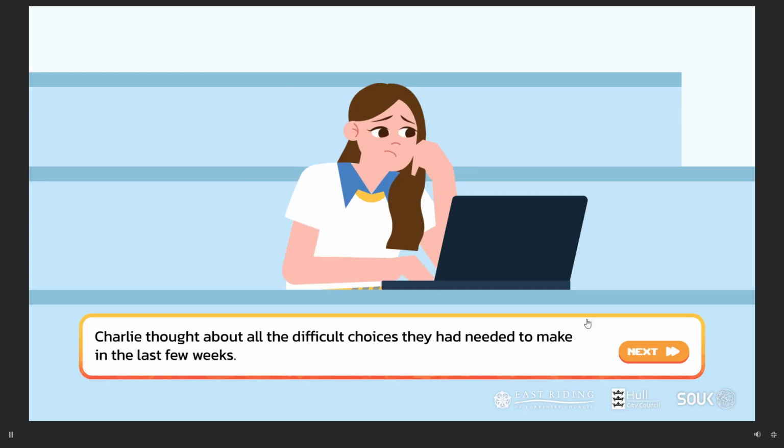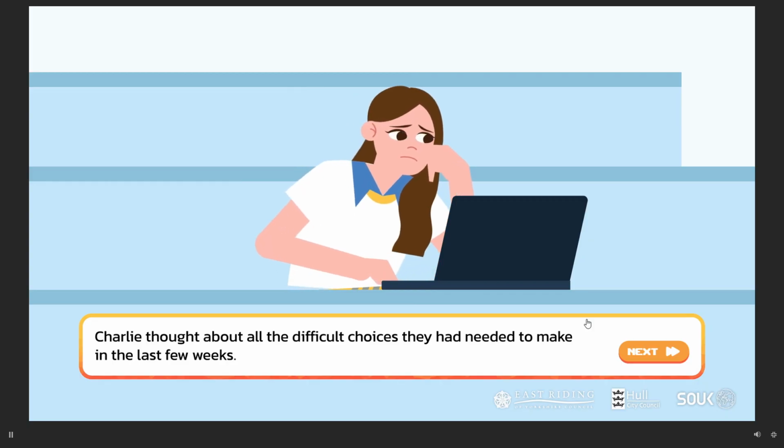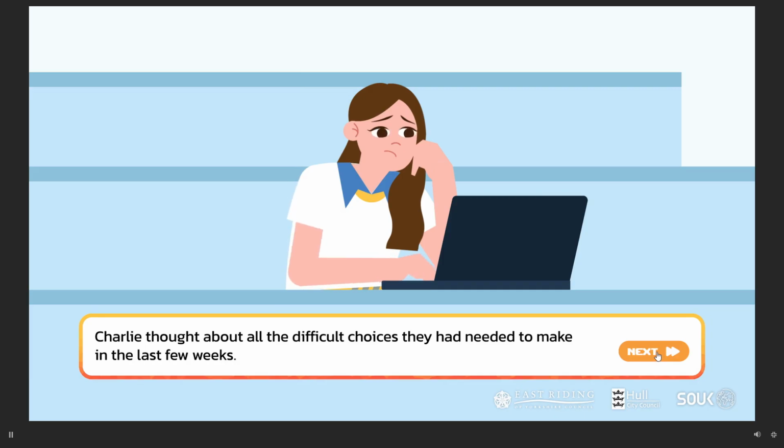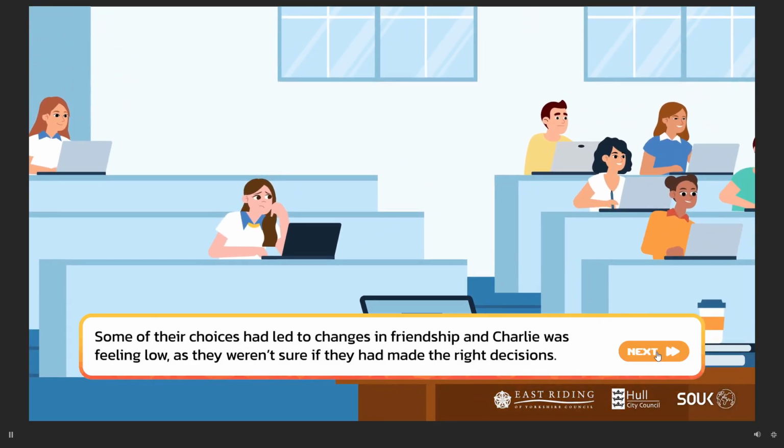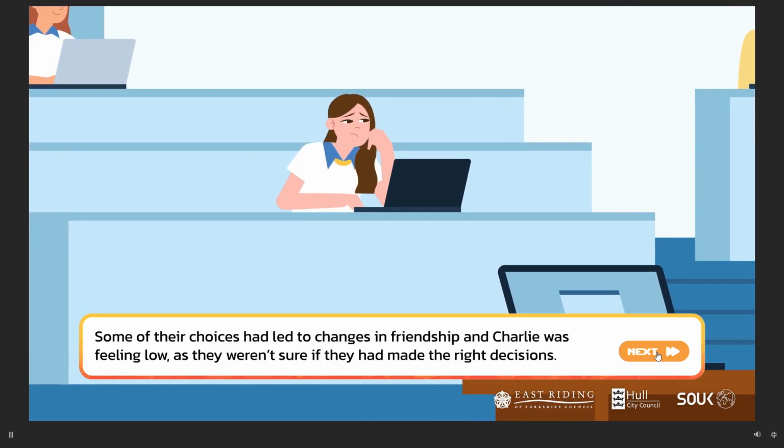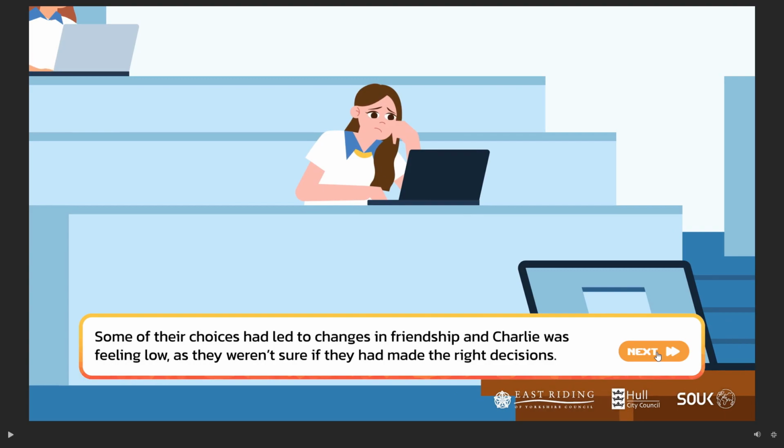Charlie thought about all the difficult choices they had needed to make in the last few weeks. It applies immediately. I have the right to be forgotten as you're looking at me. I'm basically an anti-meme. It had led to changes in friendship, and Charlie was feeling low, as they weren't sure if they had made the right decisions. What about the iconic line that we've all been waiting for? I'm not really sure what you're referring to. However, I don't think any of my choices led to changes in friendship. Actually, if you think about it, I guess I made some new friends, maybe, hypothetically, on the computer. I don't know. What is the iconic line?